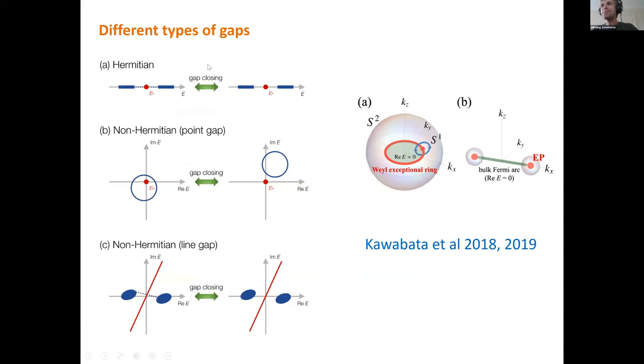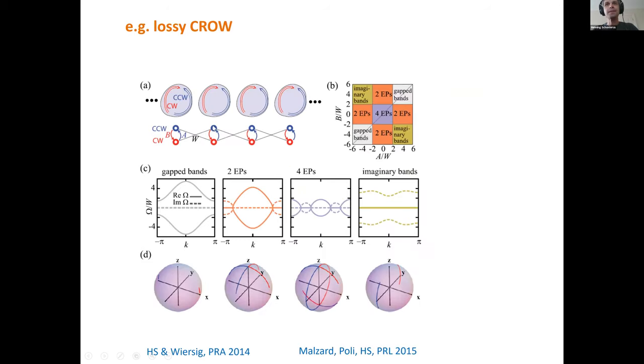The notion of a gap actually changes because you now work in the complex plane, and this is just one attempt, which I want to briefly mention. Don't worry about the details. I give the references here if you want to see that. But of course, in the Hermitian system, closing a gap means you have to go through a point. In the complex plane, you might also refer to a point, or you might refer to a line, and then you would like to exchange the rest of the dispersion relation with respect to these points. And this is actually also linked to these exceptional points which I mentioned. This is not independent.